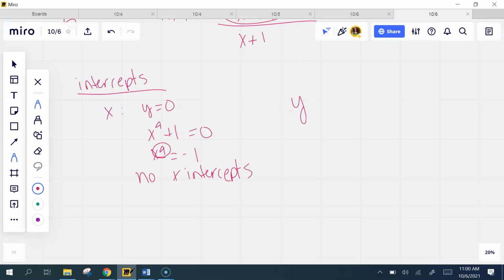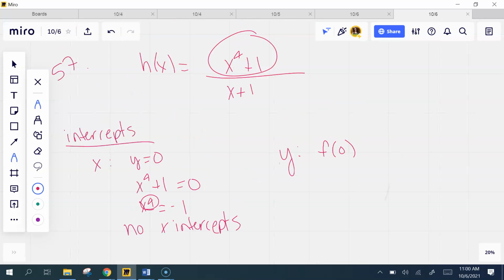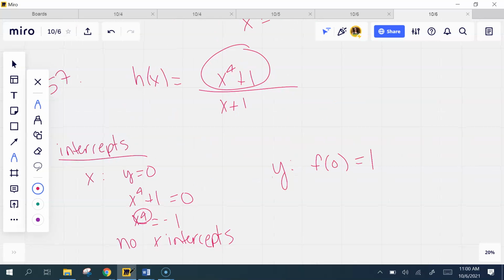Now y-intercepts, remember that's where I do f of 0. So I plug 0 in for x, right? So it's just 1. So it's never crossing the x-axis, but it is crossing the y-axis, and it's crossing it at the point (0, 1).